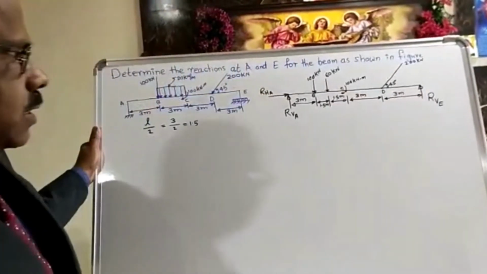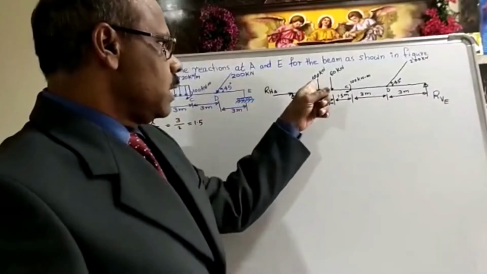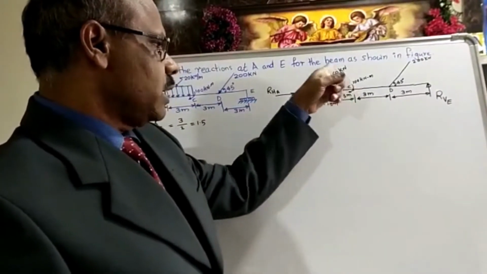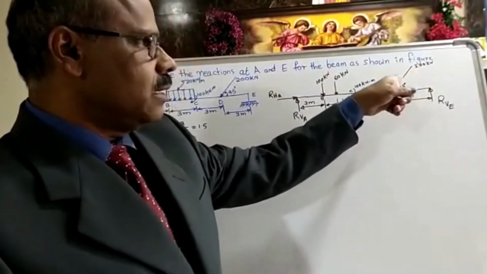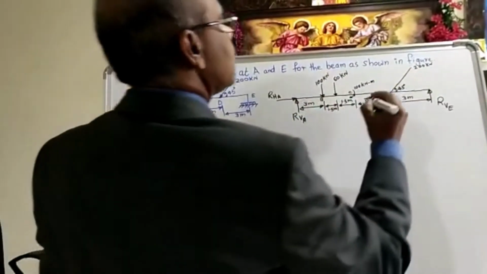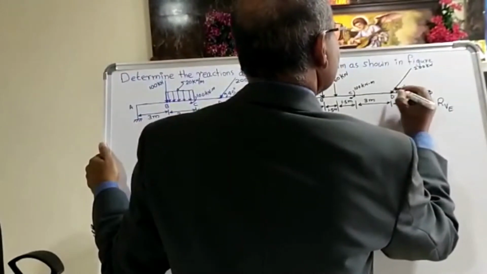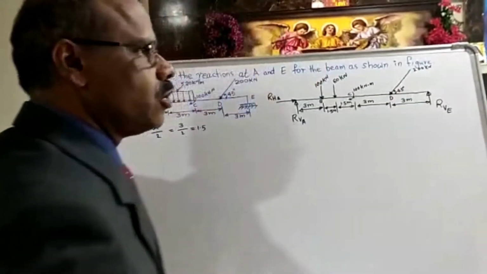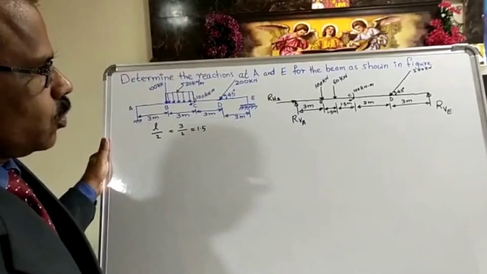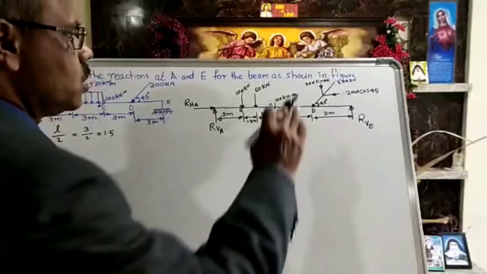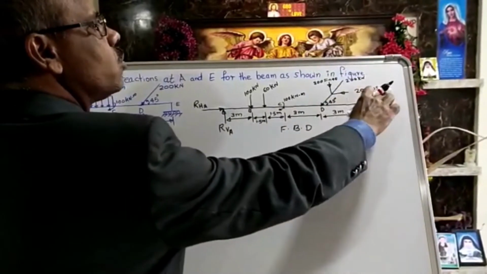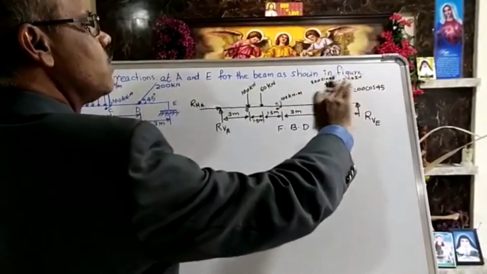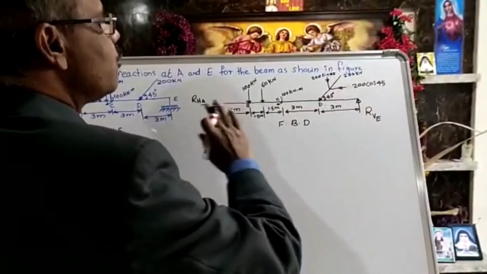Now you see, the 100 kilonewton and 60 kilonewton loads are vertical, but this 200 kilonewton is an inclined force. Since it is inclined, you have to find out the vertical component as well as the horizontal component. So I have completed this free body diagram now, with 200 cos 45 and 200 sin 45. In that way, the free body diagram is completed.